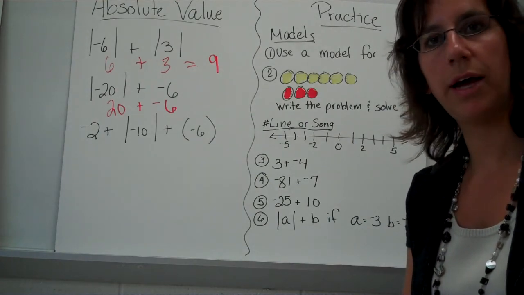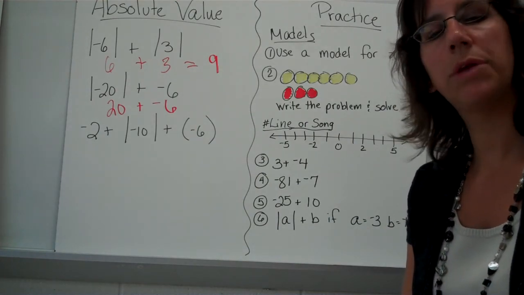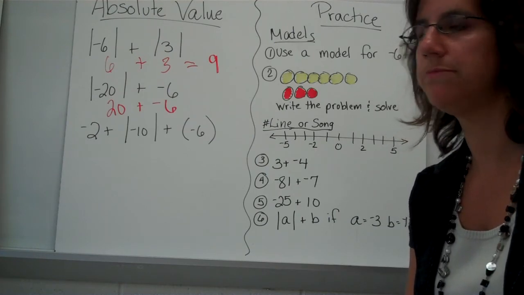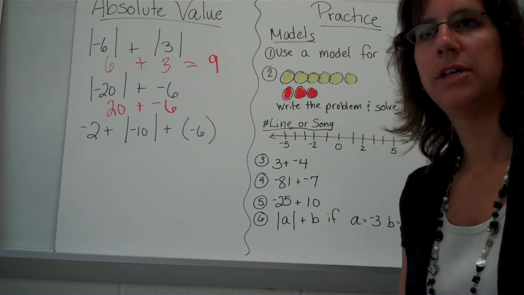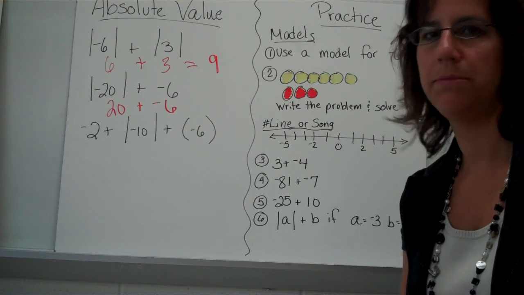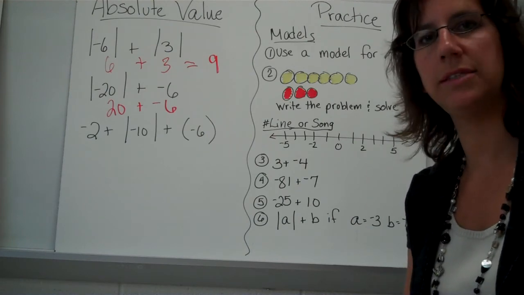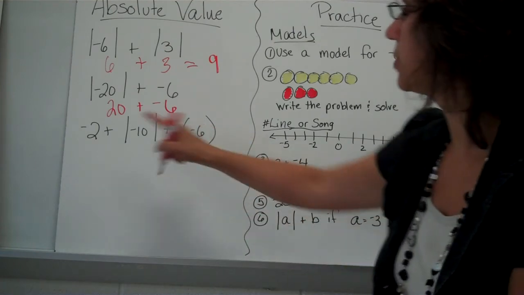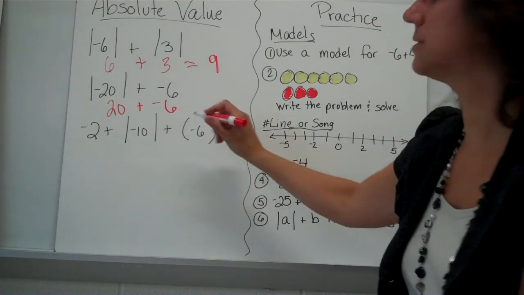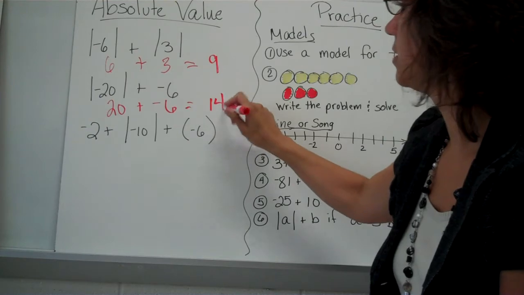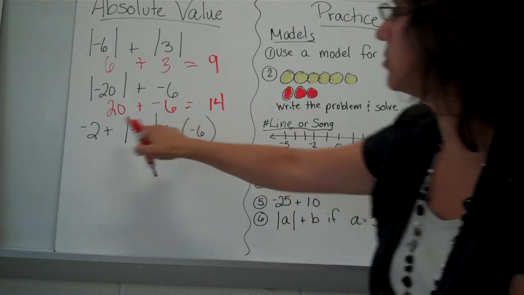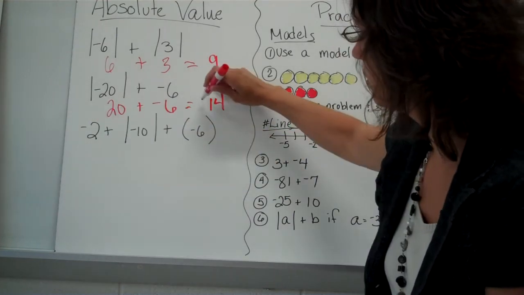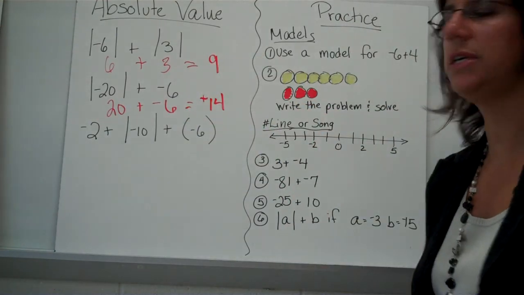You can either use a number line, you can draw some pictures, or you can remember the song to help you solve this one. I like the song myself. The signs are different. Same signs, add and keep, but they're not the same. We're doing different signs, subtract. So we're going to do 20 minus 6. Take the sign of the higher number, then you'll be exact. The higher number is 20, and that's positive, so my answer is positive 14.